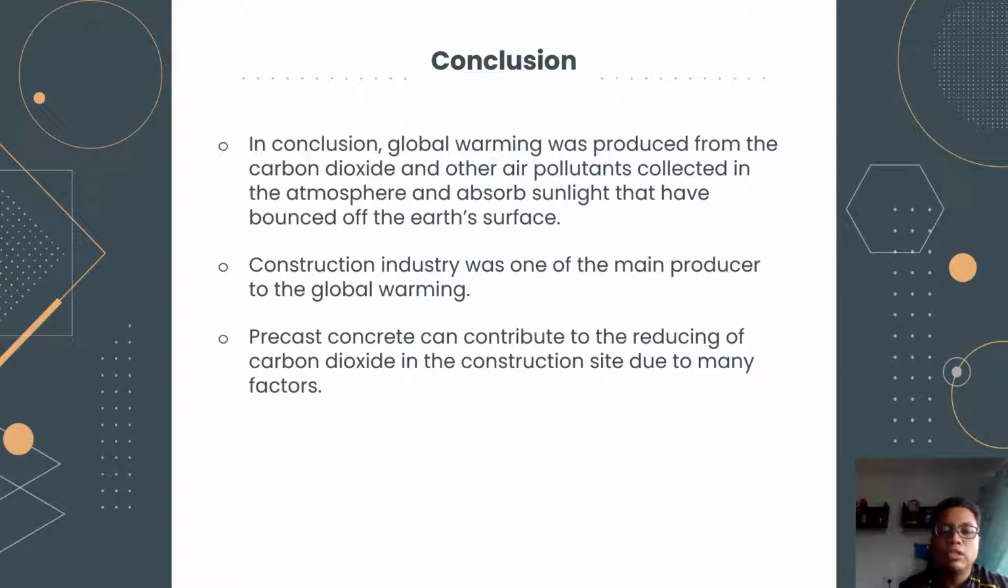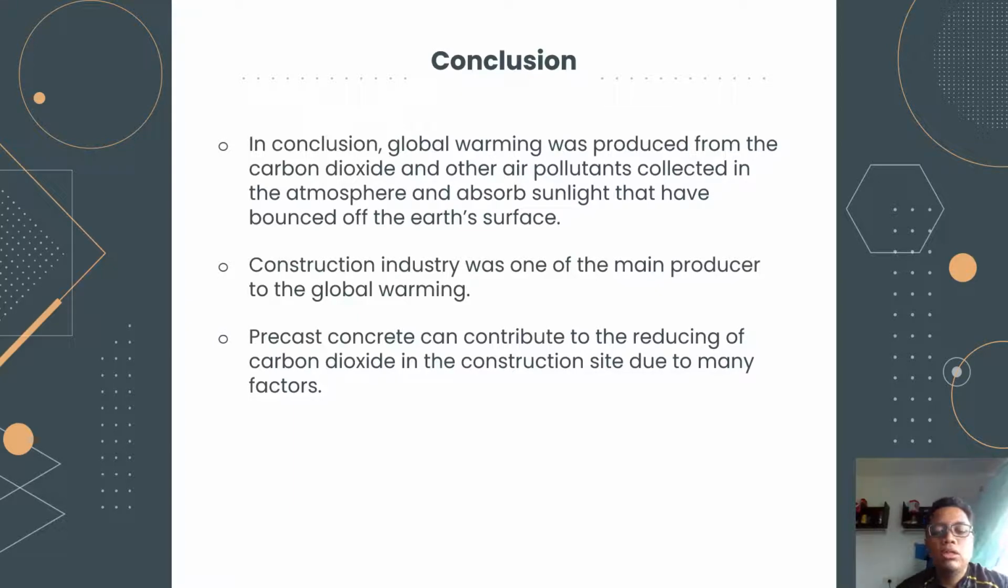Okay, in conclusion, global warming was produced from the carbon dioxide and other pollutants collected in the atmosphere that absorb the sunlight that has bounced off the Earth's surface. As we know, the construction industry is one of the main producers of global warming because it produces a high amount of air pollutants and carbon dioxide emission.